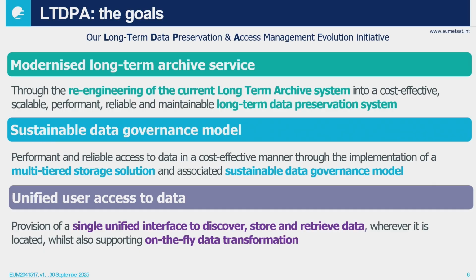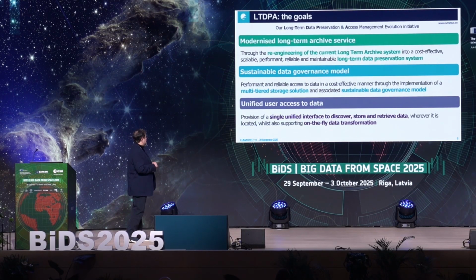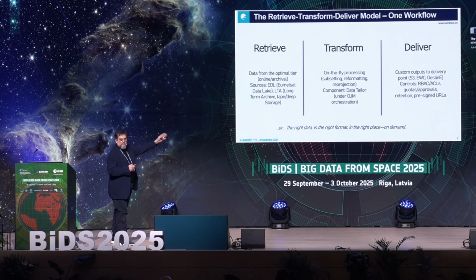So the long-term archive will become more or less readable only from inside. We are building a sustainable data governance model, with performant and reliable access to data in a cost-effective manner. We try to apply a very simple paradigm: retrieve, transform, and deliver.